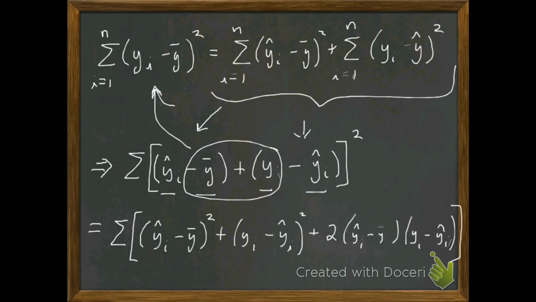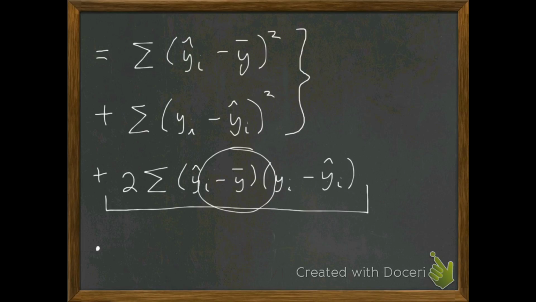Okay, and again, this is all in an attempt to create this side right here. So the sum of squares for the regression, this part, is right there, and this part is the sum of squares for the error, obviously. So I need to show that this part right here turns out to be 0.